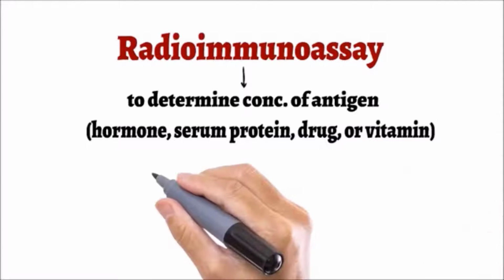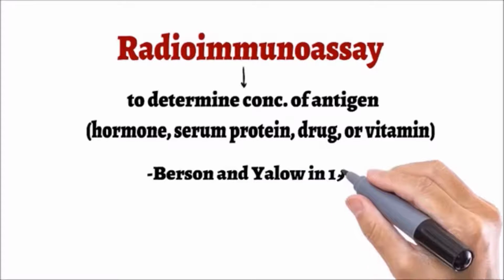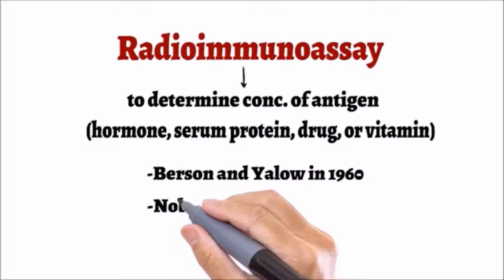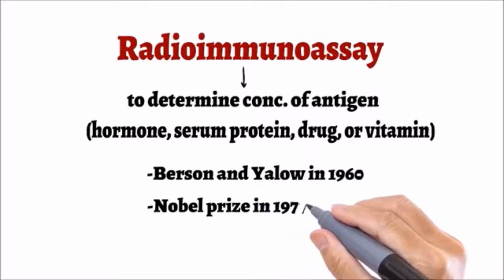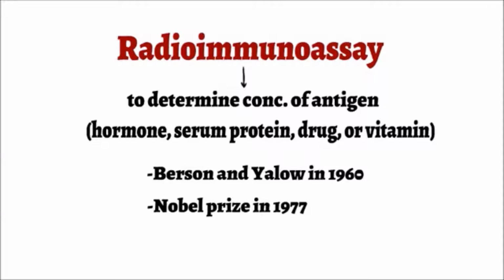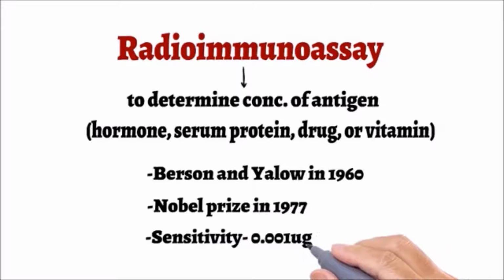The technique was originally developed by Berson and Yalow in 1960, and for this work they also received Nobel Prize in 1977, but unfortunately after the death of Berson. This technique is so sensitive that it can detect 0.001 microgram of antigen per ml of sample. So let us see how this technique is actually performed.